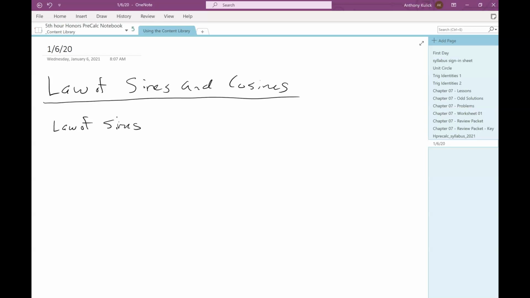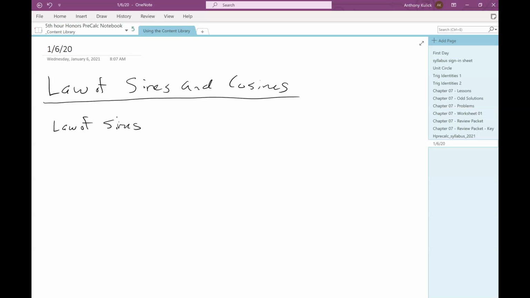So if you remember back in chapter 2 when we talked about right triangle trigonometry, we used things like SOHCAHTOA and the Pythagorean theorem to solve a triangle, right? Now, the catch there is that we had to have a right, yes, Gracie? Yes, of course. We had to have a right triangle in order to use those tools.